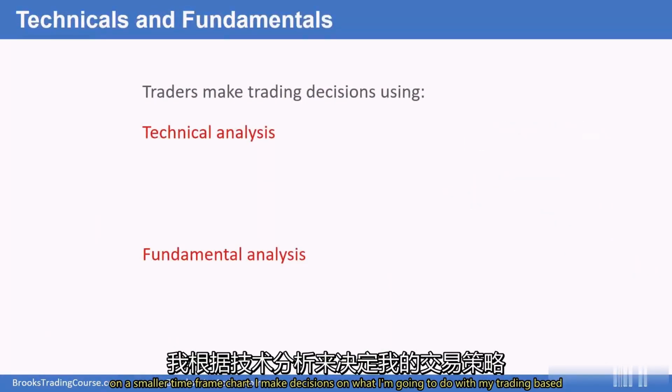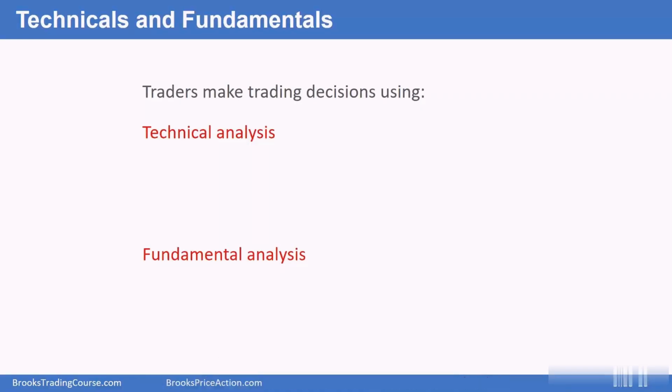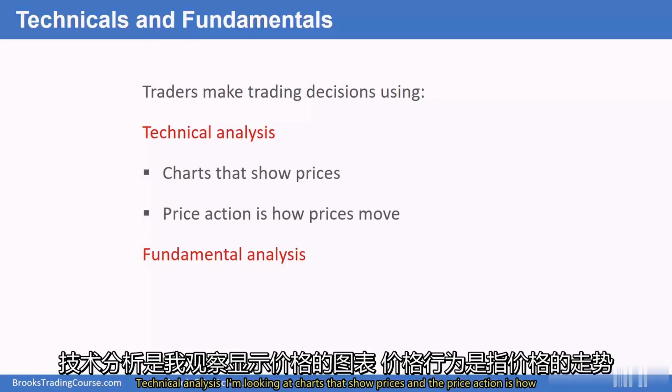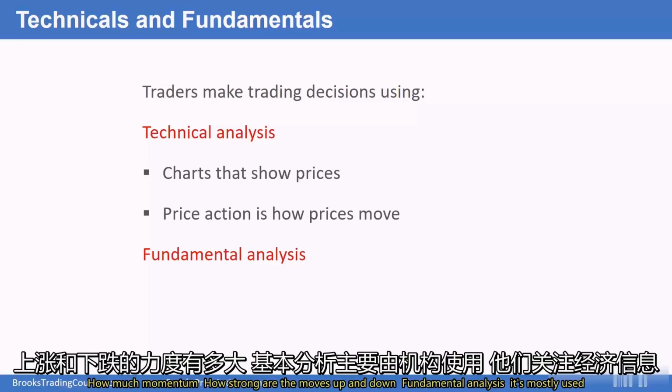I make decisions on what I'm going to do with my trading based upon technical analysis. A lot of institutions prefer fundamental analysis. Technical analysis, I'm looking at charts that show prices, and the price action is how the price moves. How is the price acting? How is it going up, going down, going sideways? How much momentum? How strong are the moves up and down?